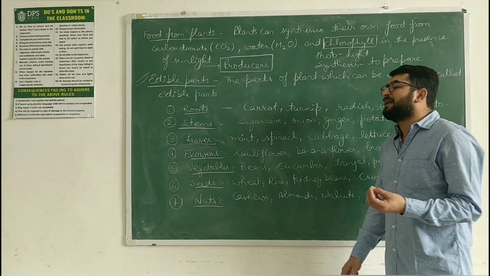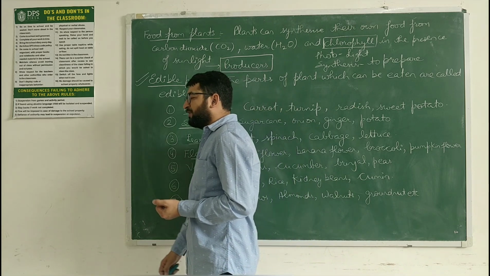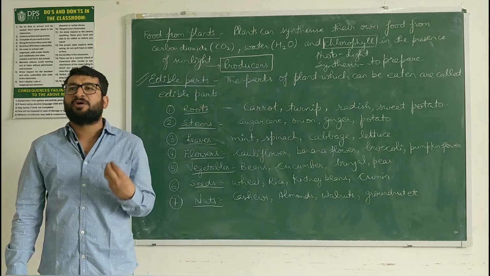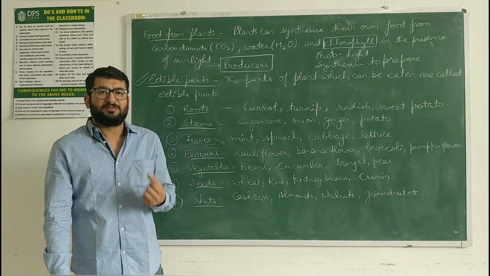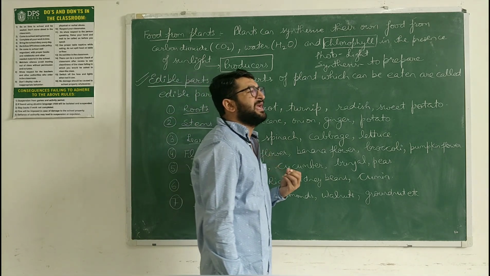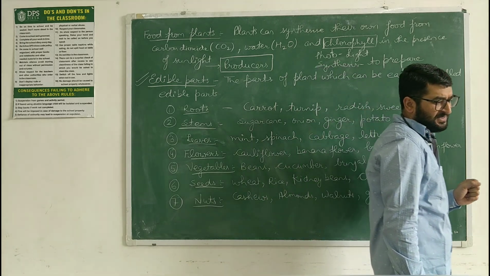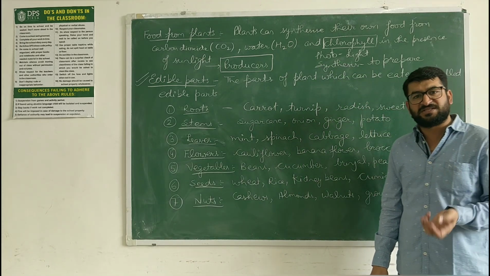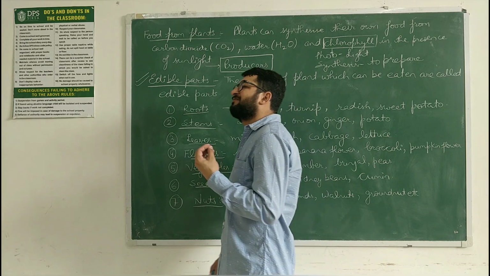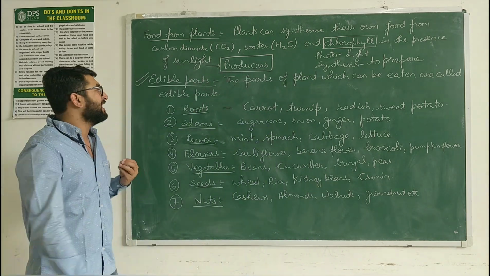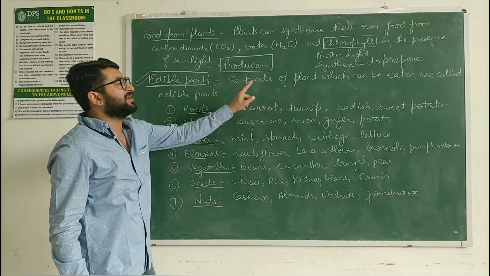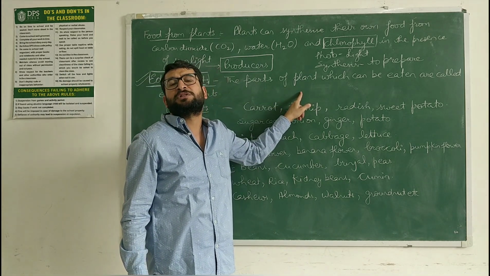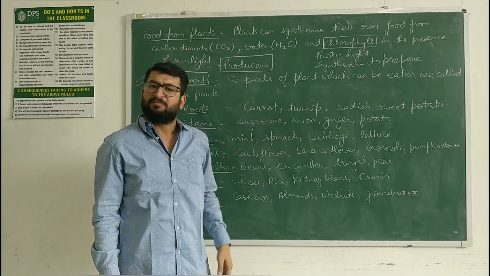The part of the plant which can be eaten to provide nutrients in our body, to provide the nutritional content to our body, those parts are known as edible parts. The parts of the plant which can be eaten to complete the nutritional requirement, those parts are known as edible parts. जो plant parts हम खा सकते हैं उन्हें हम क्या बोलते हैं? Edible parts.